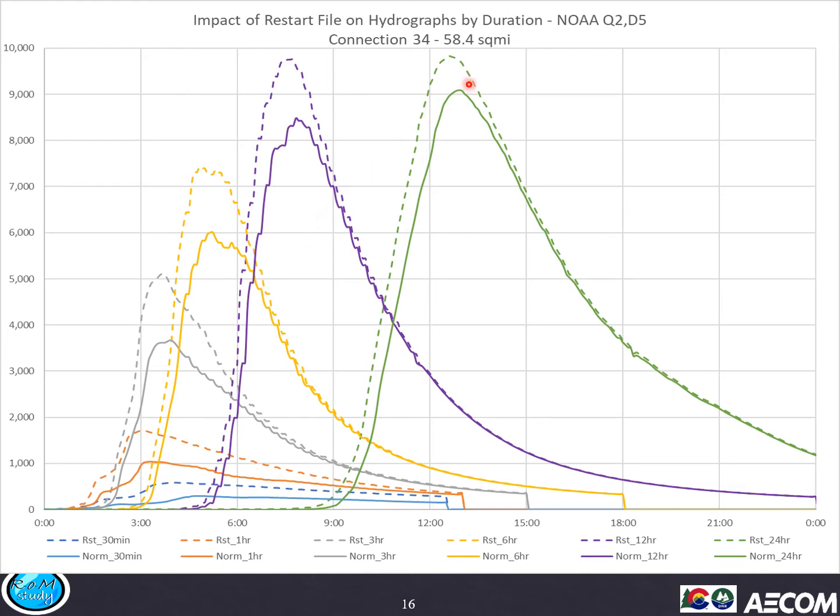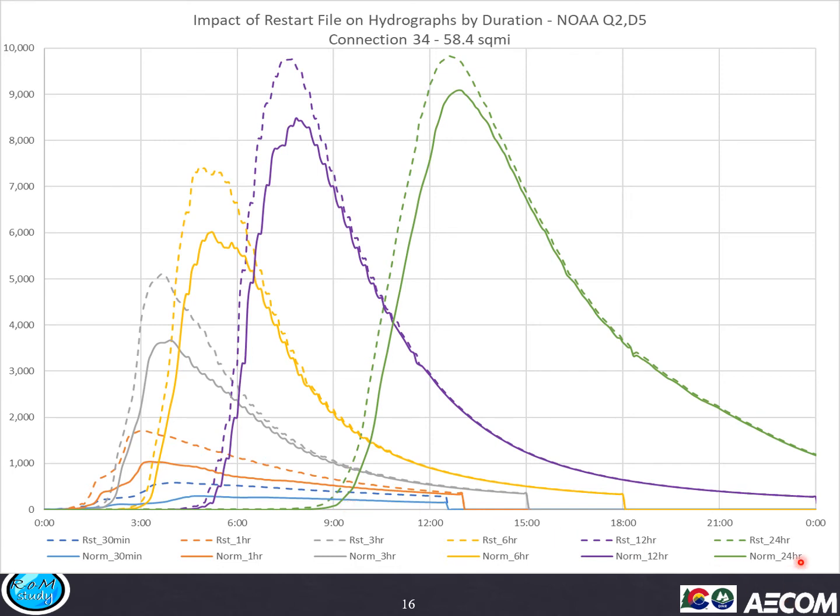And part of the reason why we see that is because just by the nature of a Q2D5, if we look at the base, there's a gradual approach to it. So it's almost acting like its own restart file to a degree, because it's actually consuming that storage on the initial portion of the storm before the peak intensity is applied.